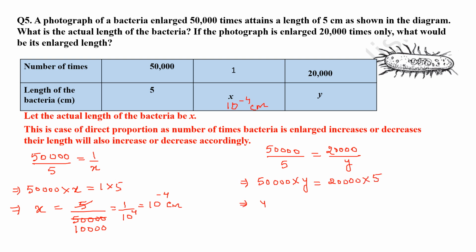And the value of y will be 20,000 into 5 divided by 50,000. Okay, so 4 zeros I can cancel out. Then 5 times 1, 5 times 1. So I am left with y value as 2 centimeter. So when the photograph of the bacteria is enlarged to 20,000 times, the length of the bacteria will be 2 centimeter. Okay, so this is your question number 5.